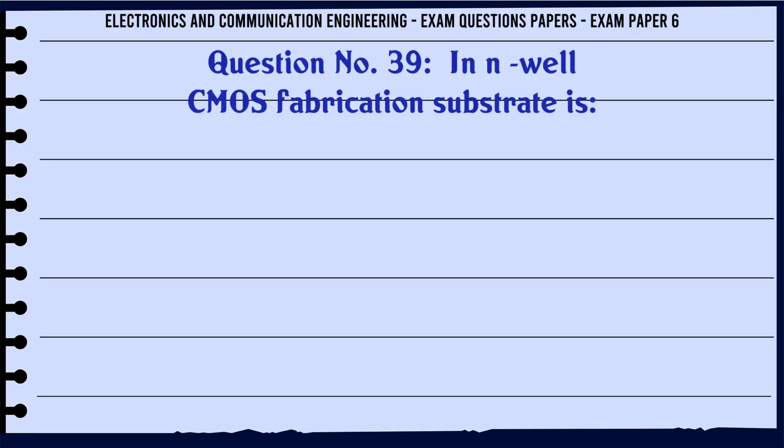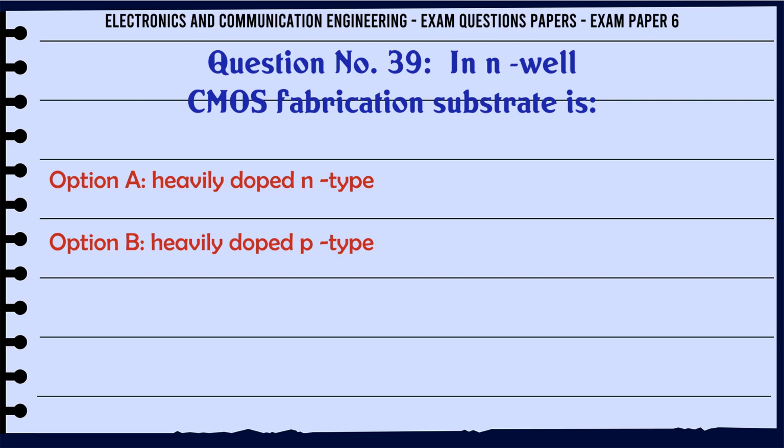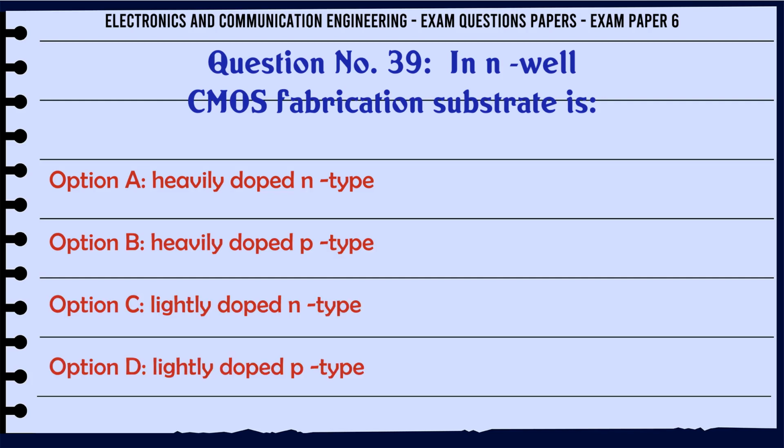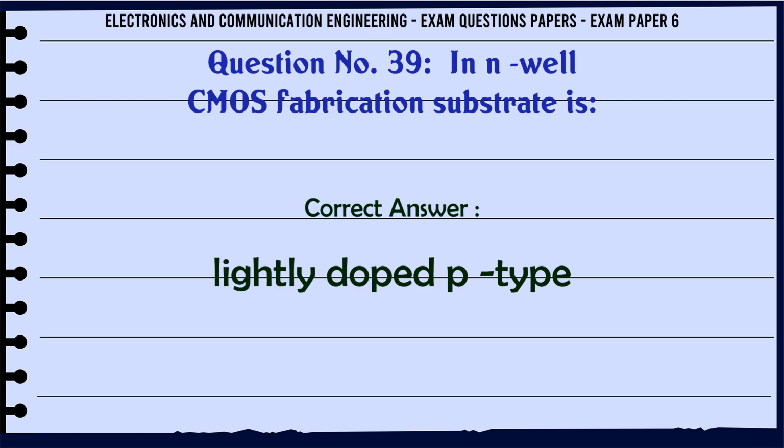In N-well CMOS fabrication, substrate is A) heavily doped N-type, B) heavily doped P-type, C) lightly doped N-type, D) lightly doped P-type. The correct answer is lightly doped P-type.